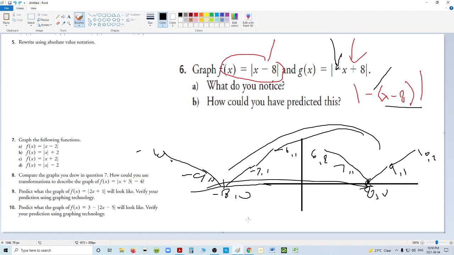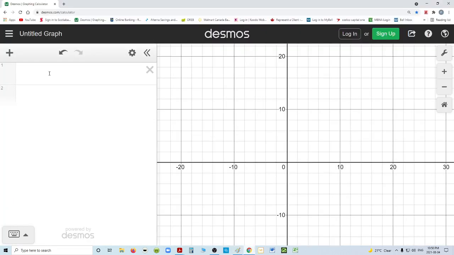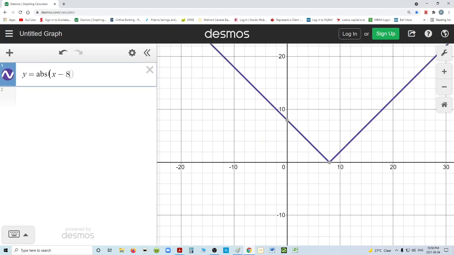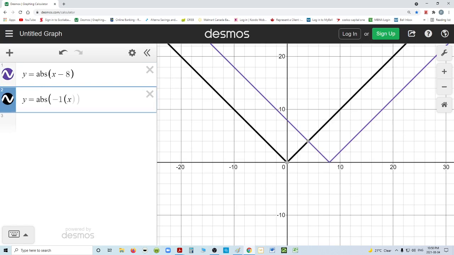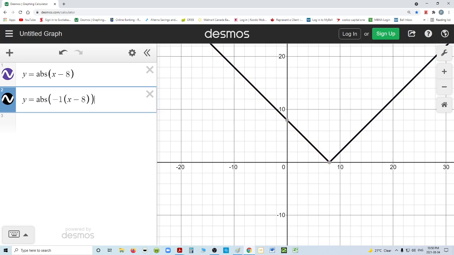I think that's it. Let's use Desmos to verify that. So one is y is equal to the absolute value of x minus 8. So there it is. And then y is equal to the absolute value of -1 times x minus 8. And let's see if I did it wrong. Looks like I did it wrong, actually. Oh, yes, I know why.